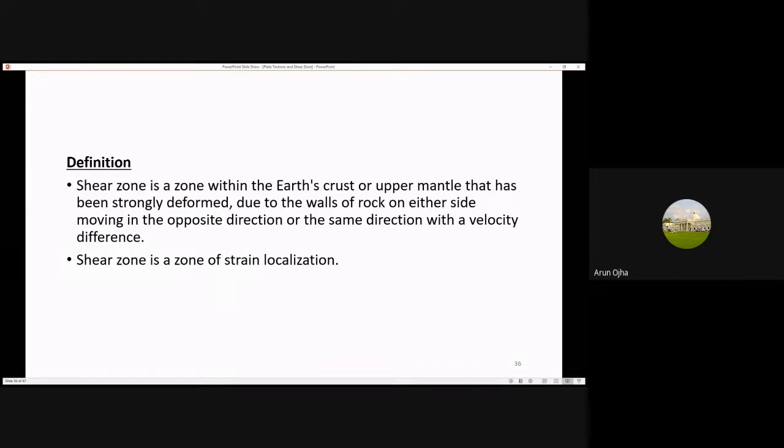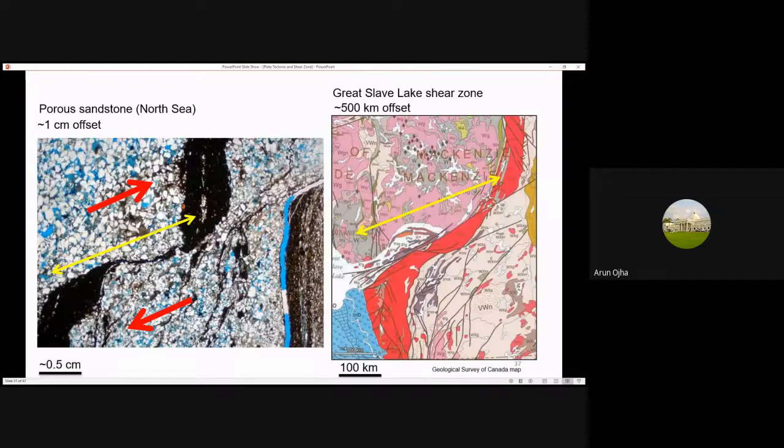That means the motion between these two rocks or the two plates, the stress got accommodated by these strain zones. So a shear zone is a byproduct of the strain localization by the rock movement or the different plate movement. So shear zones can be found in micro scale to macro scale.